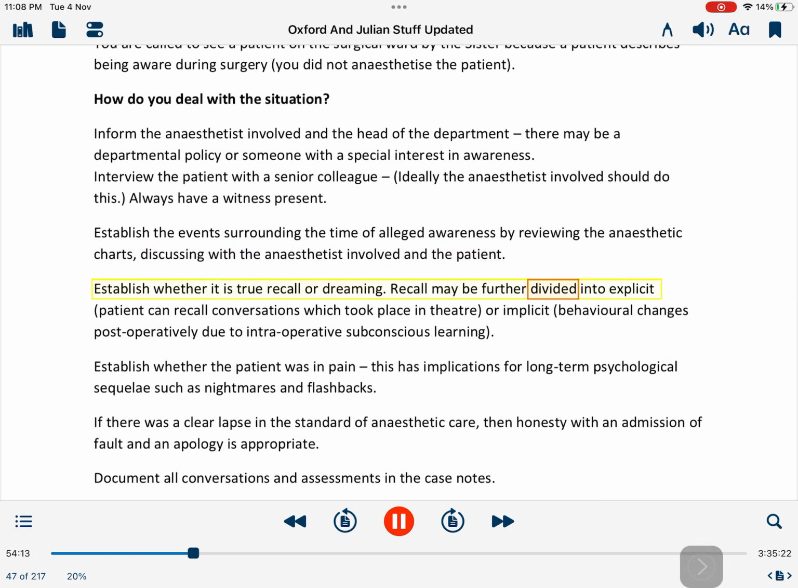Recall may be further divided into explicit, where the patient can recall conversations which took place in theater, or implicit, behavioral changes postoperatively due to intraoperative subconscious learning. Establish whether the patient was in pain. This has implications for long-term psychological sequelae such as nightmares and flashbacks. If there was a clear lapse in the standard of anesthetic care, then honesty with an admission of fault and an apology is appropriate. Document all conversations and assessments in the case notes.